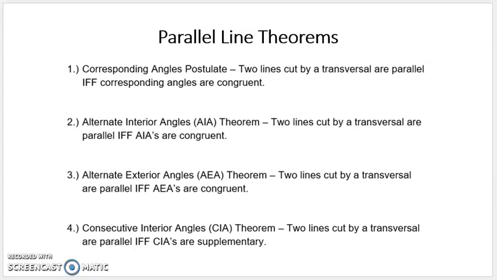The corresponding angles postulate says that two lines cut by a transversal are parallel if and only if the corresponding angles are congruent. The alternate interior angles theorem: two lines cut by a transversal are parallel if and only if the alternate interior angles are congruent. Likewise, the lines cut by a transversal are parallel if and only if alternate exterior angles are congruent. And lastly, two lines cut by a transversal are parallel if and only if consecutive interior angles are supplementary, or the sum of their measures is 180 degrees.